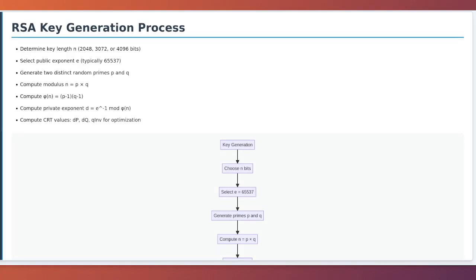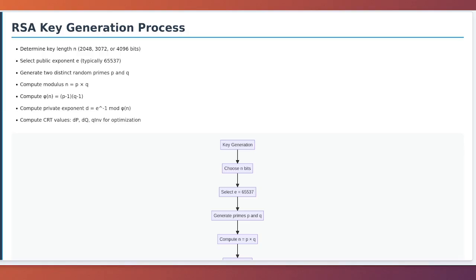RSA key generation process. Generating secure RSA keys is a critical operation that must be done correctly to ensure the long-term security of the cryptographic system. RFC 8017 provides detailed guidance on the key generation process, including requirements for the prime numbers and recommendations for key sizes. Step 1 is to determine the key length. The modulus n should be at least 2048 bits for security through 2030.